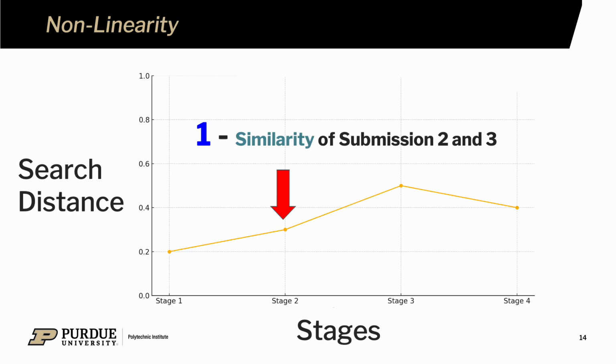I measure the similarity between the non-visual components and the visual components themselves to capture the variations between the submissions. Then I take 1 minus similarity as the distance of search between 2 individual components submitted by a student in submission 2 and 3, which forms the distance of search for the second stage.